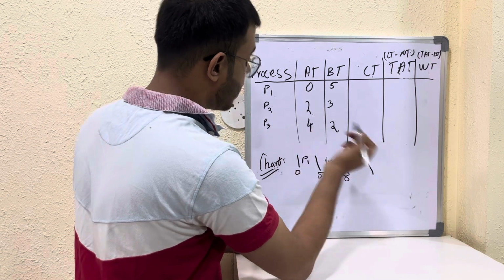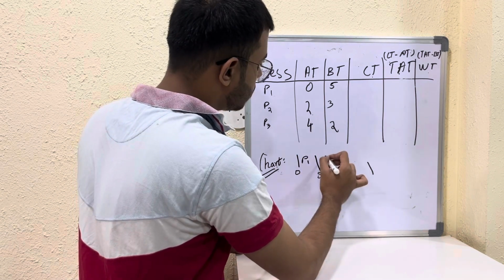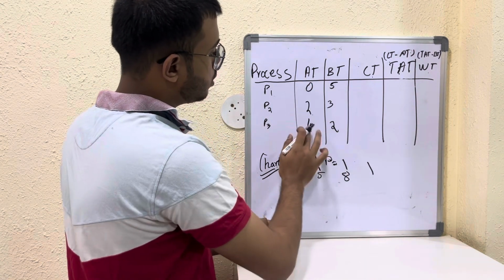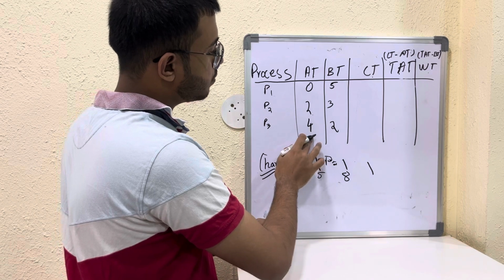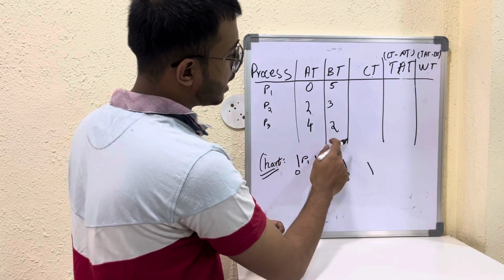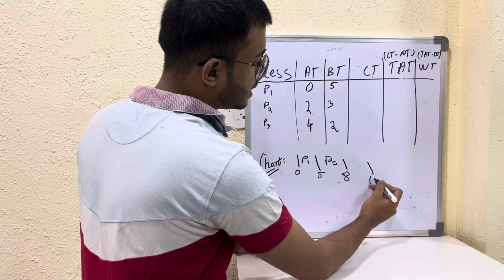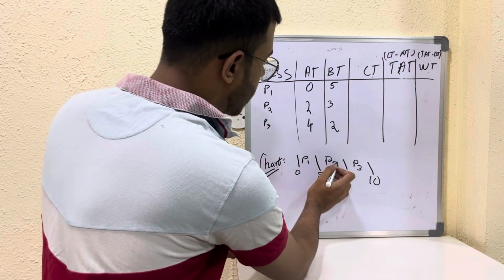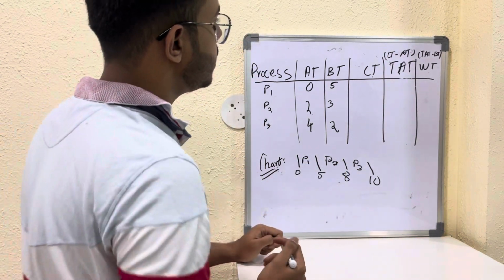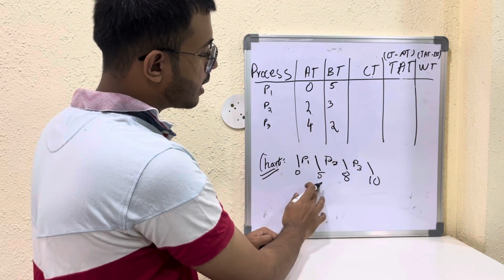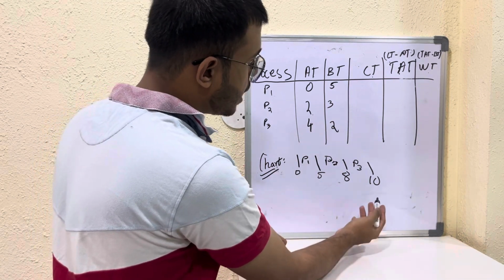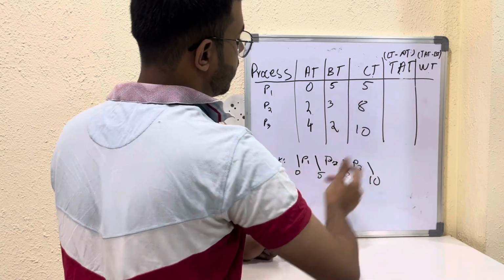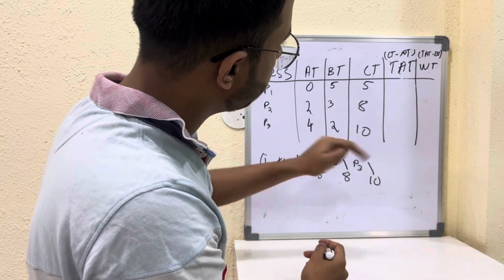Then next we have P3. P3's arrival time is 4, and it takes 2 more seconds. So 8 plus 2 is 10. This is P3. You have to make this chart in your answer sheet: P1, P2, P3. Now, what is completion time? It is the time at which each process gets completed. So the completion times are 5 for P1, 8 for P2, and 10 for P3.